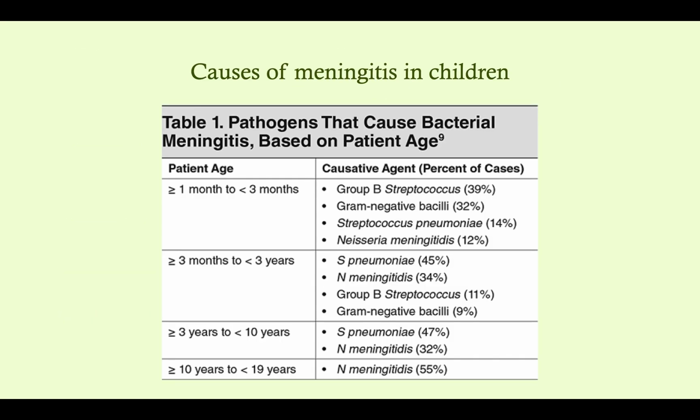These are the pathogens that cause meningitis in children. Obviously, here we're dealing with a neonate. Group B strep is the number one cause. Also, gram-negative bacilli. What do you know about gram-negative bacilli? You can get it from the birth canal.